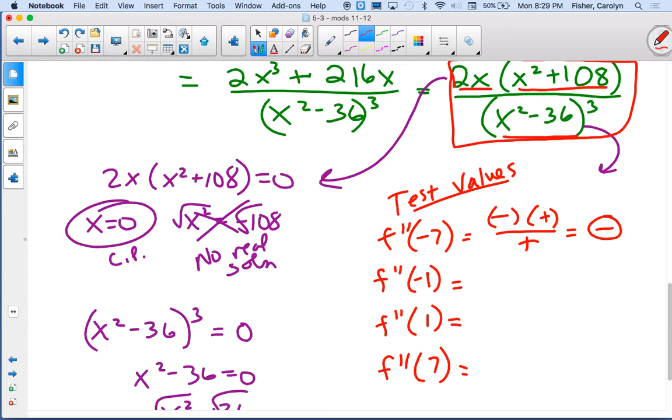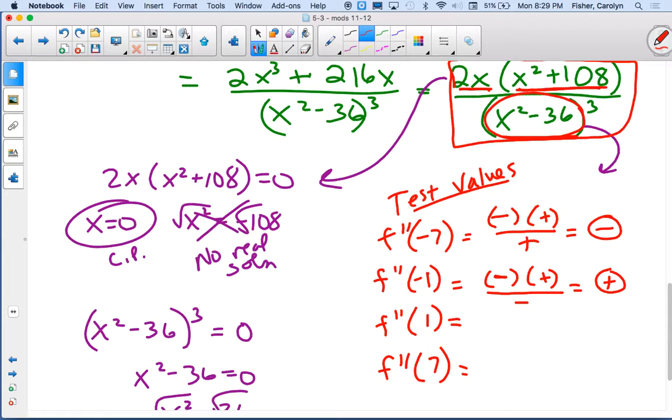So let's do it again for -1. So for -1, I'm still getting a negative out front there. -1 squared is positive. I'm still getting positive in the other part of my numerator. And then my denominator, -1 squared is +1, but subtract 36, I'm getting a -35. If this quantity is negative and I'm cubing it, I'm going to end up with a negative down there, which gives me a negative divided by a negative, which is a positive.